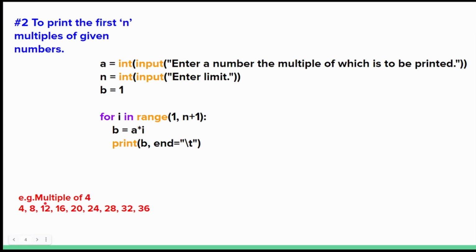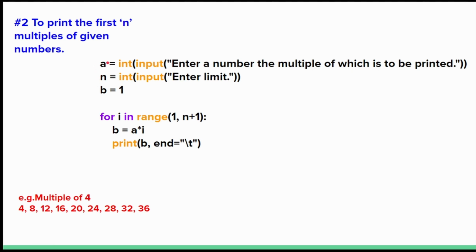So first of all, what is multiples of a given number? On the bottom left corner of the screen, multiples of 4 are given, that is 4, 8, 12, 16, 20 and so on. So in this way we will be printing multiples of a given number. So let's start with the code.